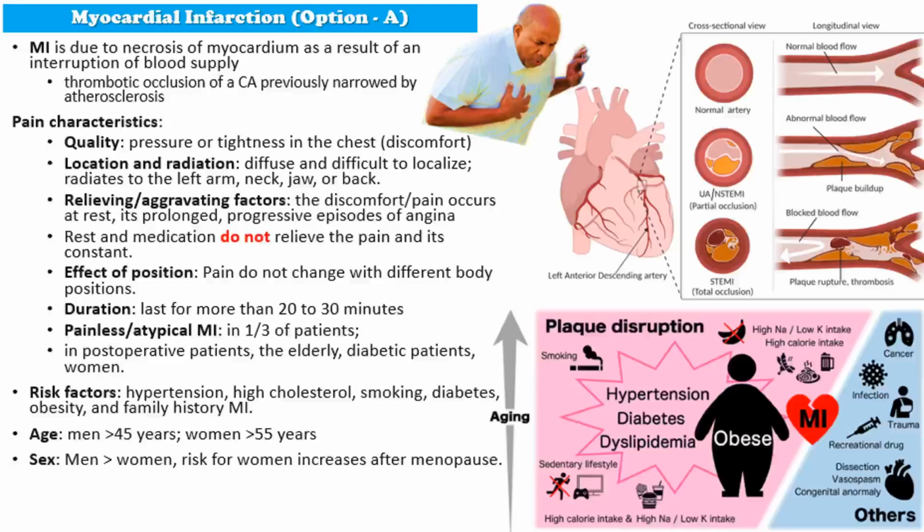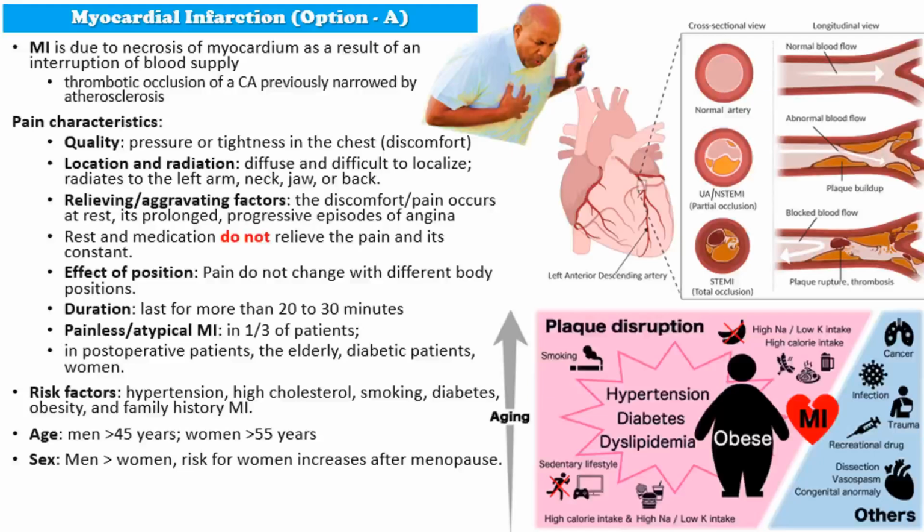Myocardial infarction can be asymptomatic in up to one-third of patients, with painless infarcts or atypical presentations more likely in postoperative patients, the elderly, diabetic patients, and women. Risk factors for myocardial infarction are numerous and include high blood pressure, smoking, diabetes, lack of exercise, obesity, high blood cholesterol, poor diet, and excessive alcohol intake. A family history of heart attacks also increases the risk.